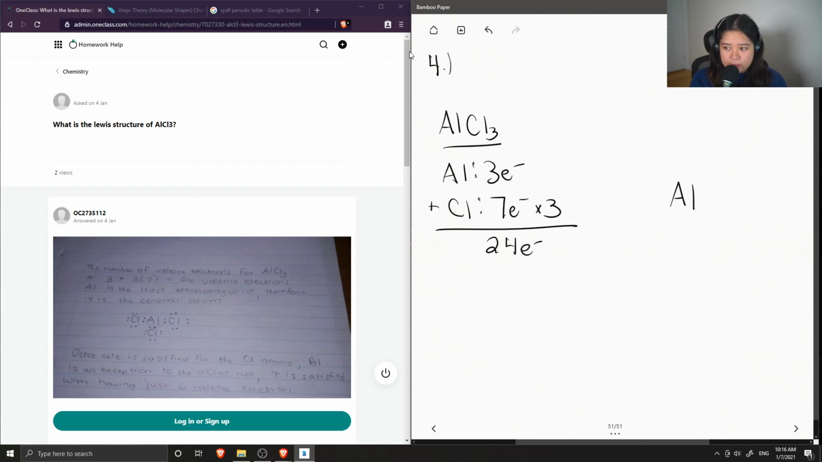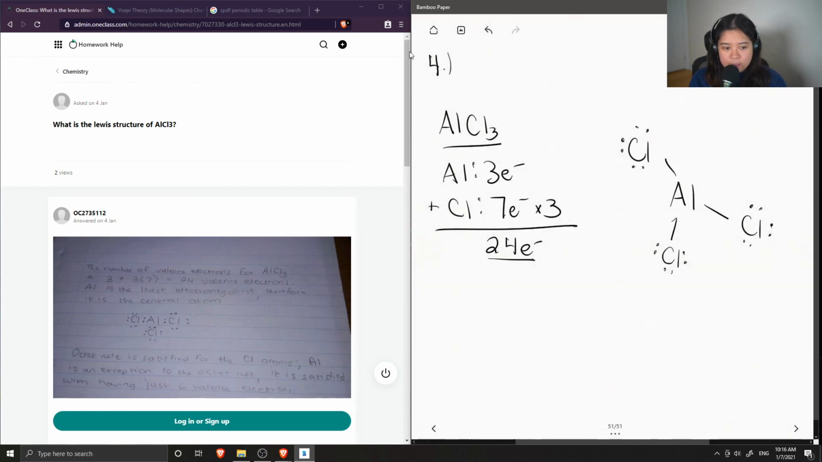So let's draw aluminum as our central atom. And then I'll just draw all of my chlorines, and then draw out all of the lone pairs on the chlorine atoms as well. And if we recall that each bond contains 2 bonding electrons, if I were to count out how many I drew so far, I would have the 24 that I need.